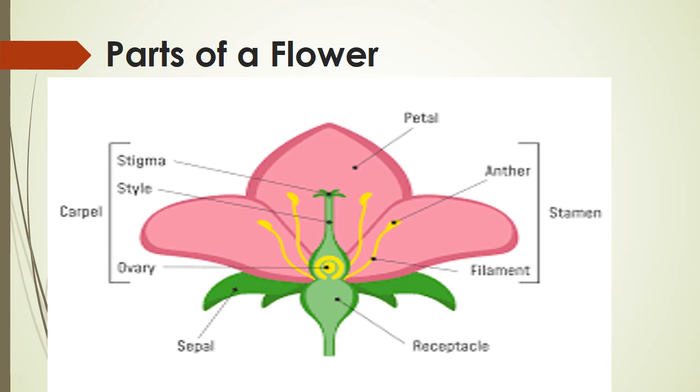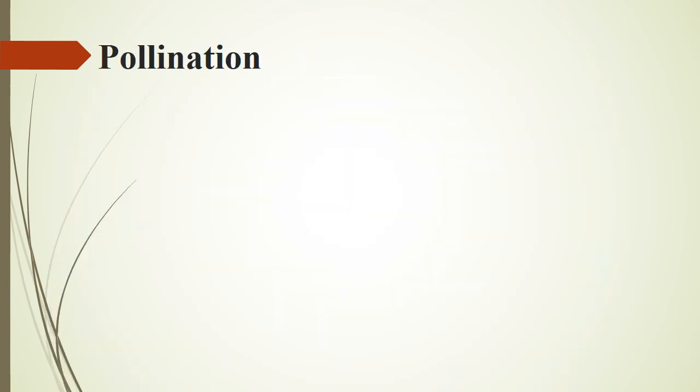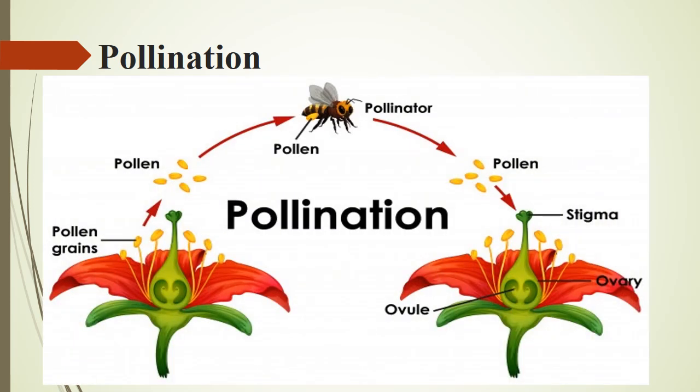So this is about parts of a flower. The next one is pollination. The transfer of pollen grains from the anther of a flower to the stigma of the carpel is called pollination.